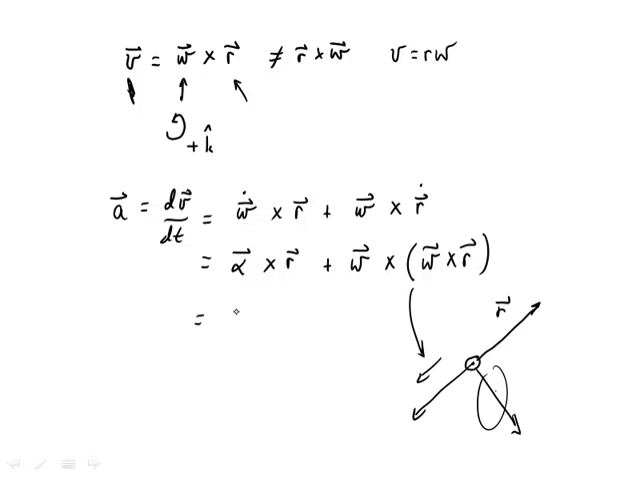So I can write this as alpha cross r minus omega squared times r. So it's in the direction of r, but it's omega squared times that, and it's in the opposite direction actually, 180 degrees opposed to r.